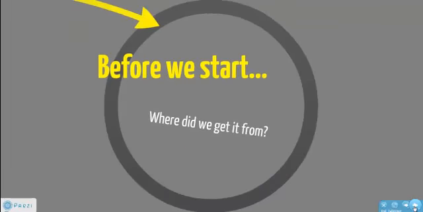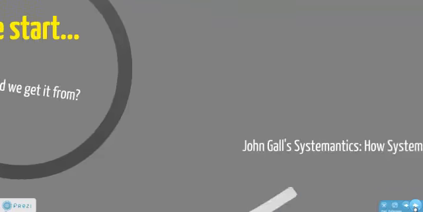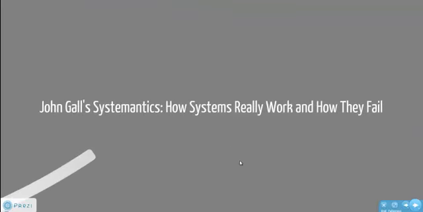But first, where did we get this law? And who thought of it first? His name was John Gall. He wrote a book called Systemantics, How Systems Really Work and How They Fail. Systemantics is a commentary on systems theory and general semantics journal by people like Ludwig von Bertalanffy.